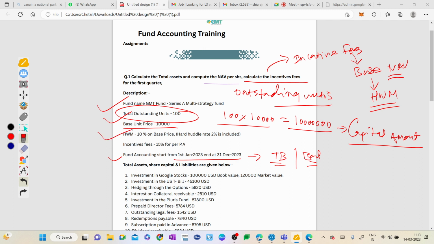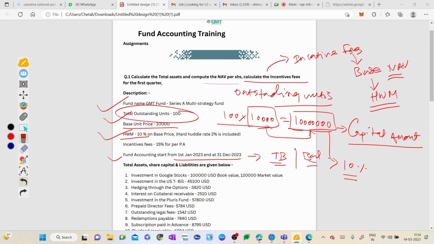High watermark is given on a base price, so it means the high watermark is given on this price, this or this price. If the NAV, the net asset value of the fund, is this, then the fund will not pay any incentive fees. So it should be this amount, or either one of these amounts that you can see; a 10% increment should be there in that value. Correct. So let's see whether we have an increment or not.